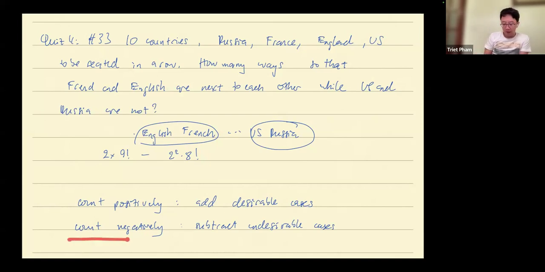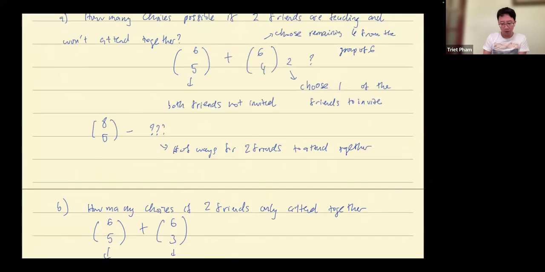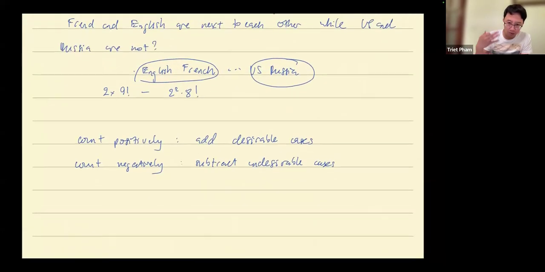On the other hand, to count negatively, you see that the principle of sitting English and French together and the principle of sitting US and Russia together are exactly the same. You just group them together and then permute within. That's why I would say it's really clever. We want to keep them apart, but let's try to keep them together and then subtract away. So that's exactly what I want to say here.